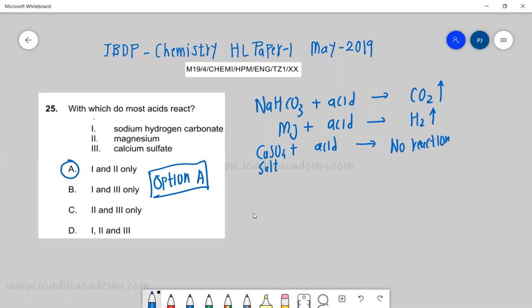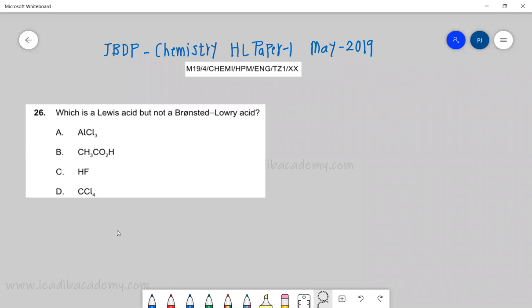And you people are aware of this. This is like at the school level, earlier grades. Okay, let's look into the next question, that is question number 26. It is from acids and bases.